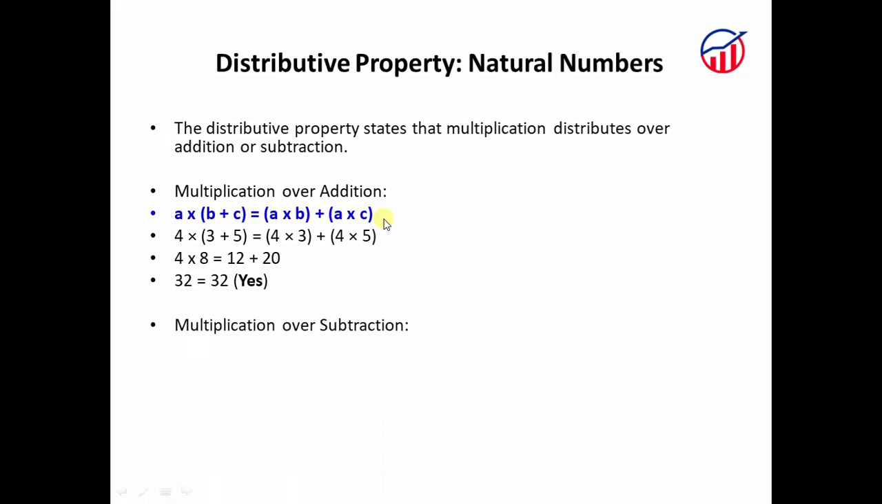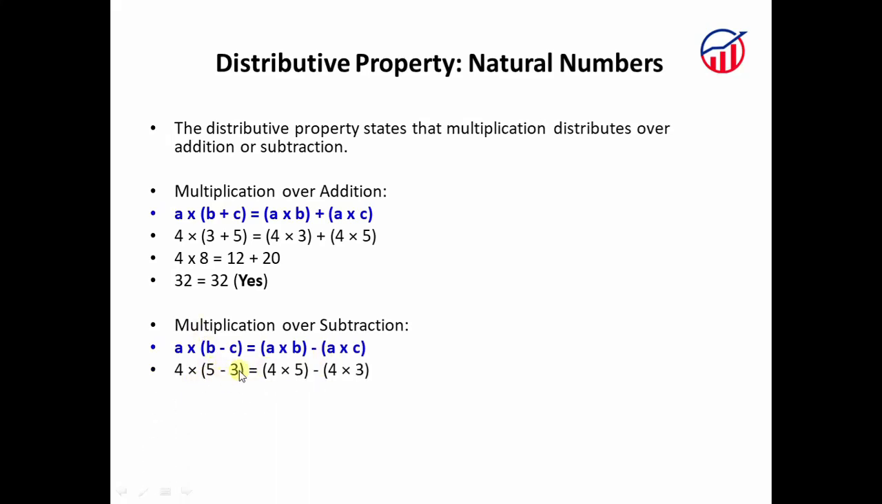Then you have multiplication over subtraction. So here is another equation. You can see instead of positive we have negative, so A into (B minus C) is equal to (A into B) minus (A into C). Let's check out the values: 4 into (5 minus 3).